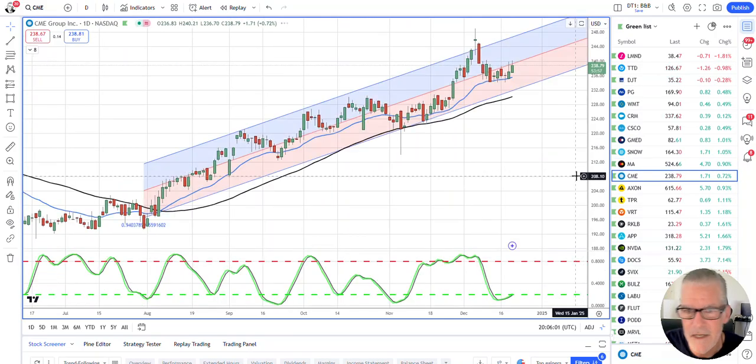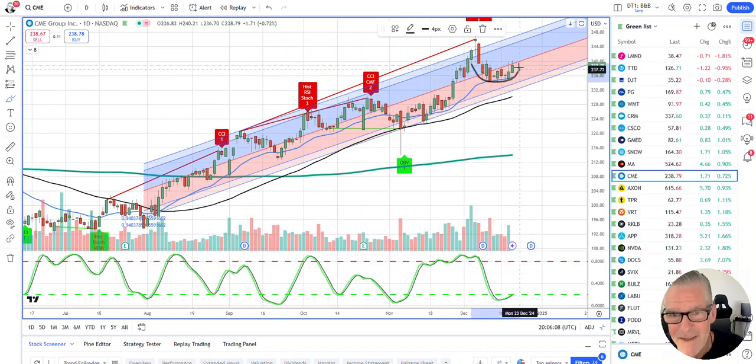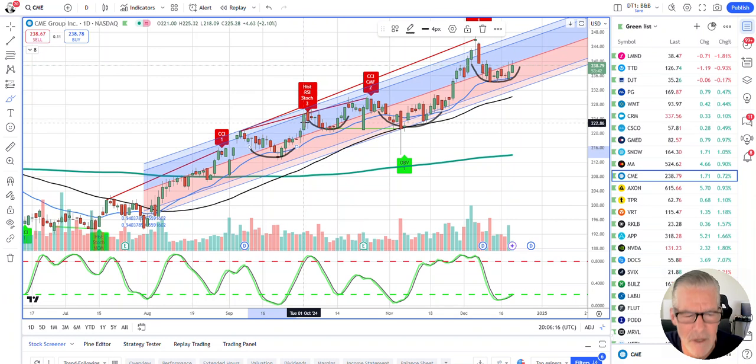Here is CME. I really like this setup. I just have a feeling like it's a little too perfect. So the stock does like to do these rounded bottoms, and then it follows through for a little bit, and then it kind of morphs into another rounded bottom, follows through for a little bit, another rounded bottom.